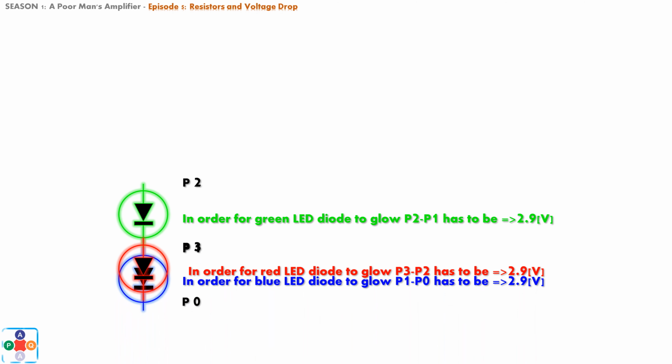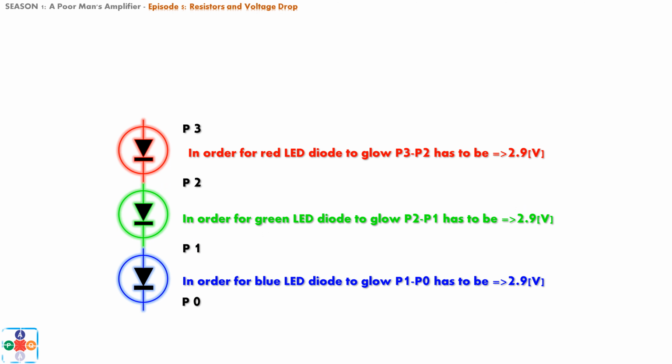At last, let's introduce red LED diode. Now, the green and red LED diode will share connection point already marked P2, and we will add P3 mark for top terminal of red LED diode. As same as before, in order for red LED diode to glow, the potential difference between its terminals has to be 2.9 volts or higher.